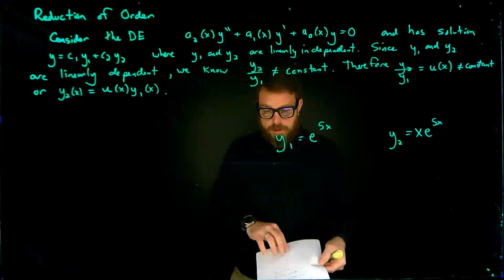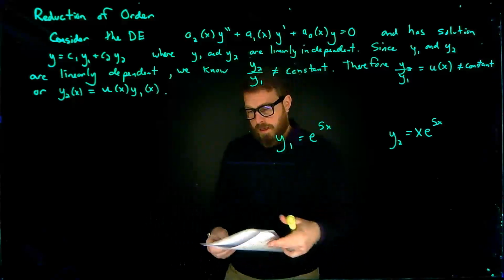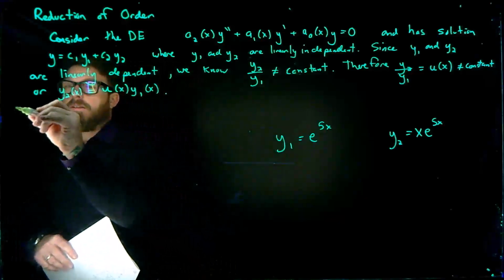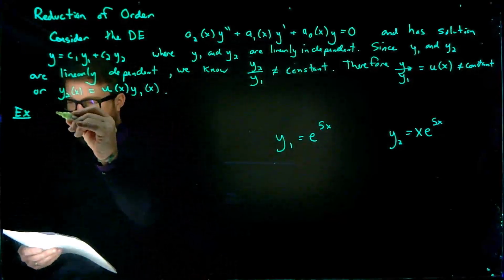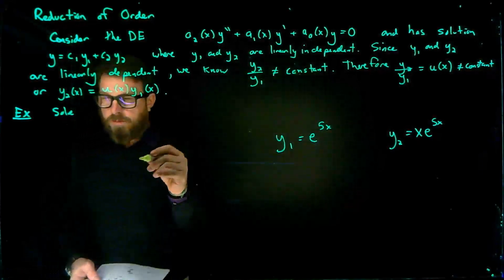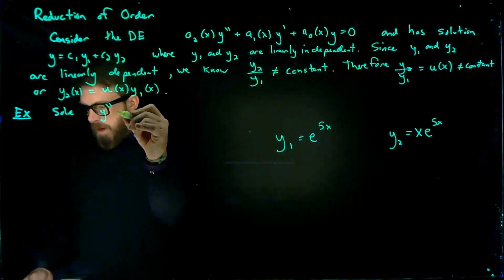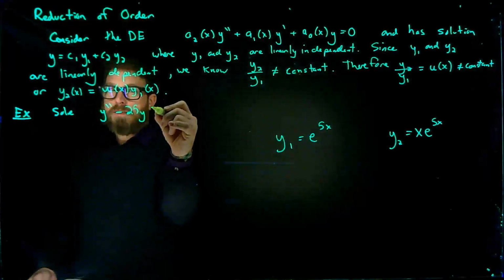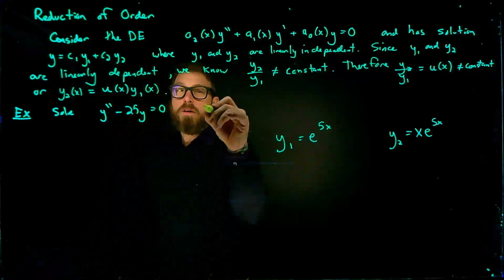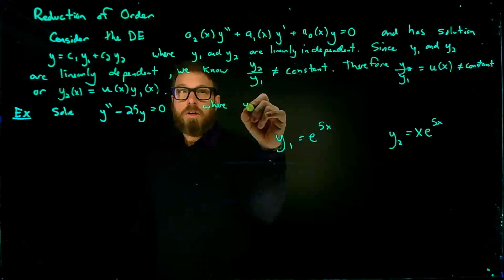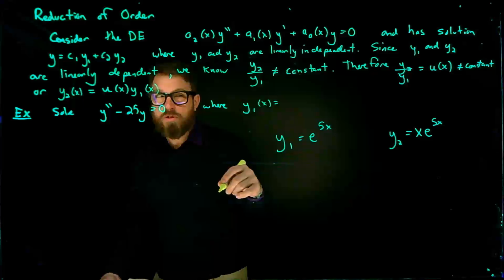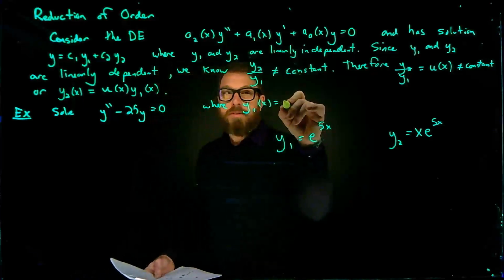So our example that we're going to go through is this. I want to solve this differential equation, y double prime minus 25y is equal to 0, where I know that y1 of x is going to be equal to e to the 5x.